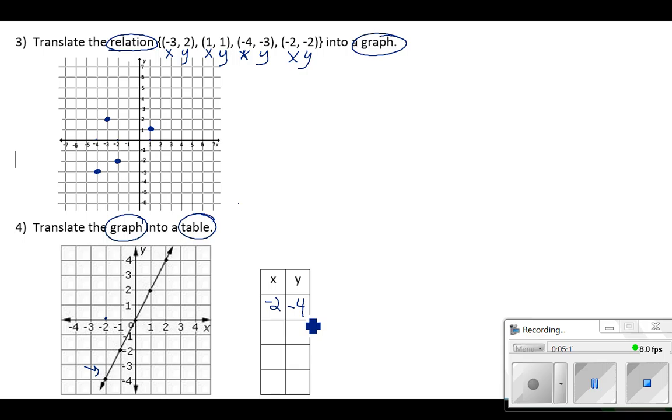And then the next one is right here. That is -1, -2. And then 0, 0. And then 1, 2. And that's all I really need, but if I wanted to do that last one right here, I would do 2, 4.